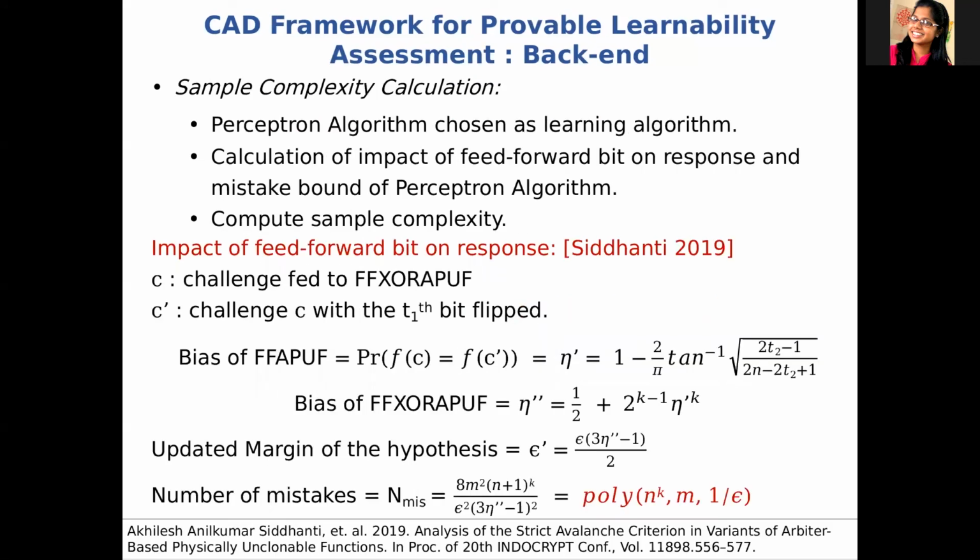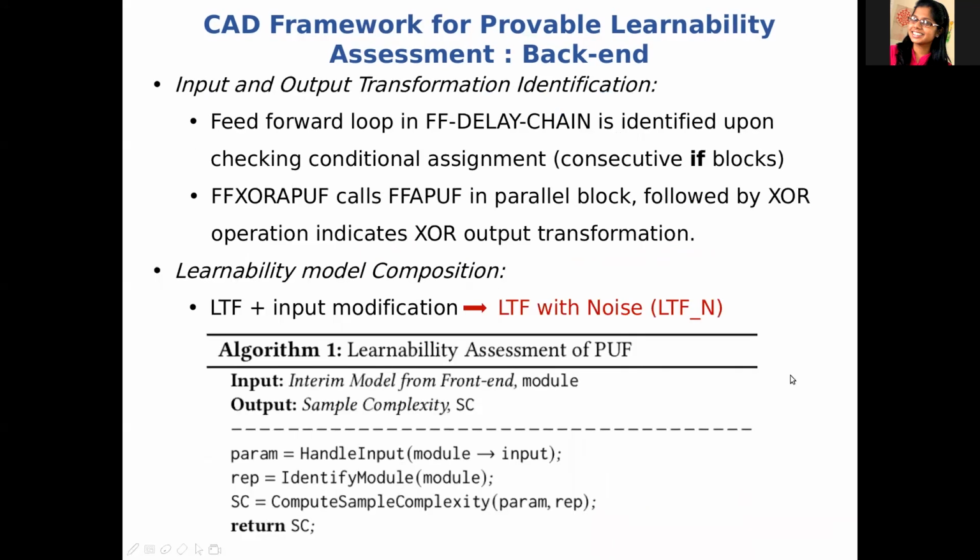So for LTF with noise, the tool chooses perceptron as the learning algorithm. Now, due to the input transformation, it modifies the mistake bound using the response bias calculation given in this paper. After the mistake bound is modified, it calculates the sample complexity and then checks whether the sample complexity is polynomial in the numeric parameters which we obtain from this handle input function.